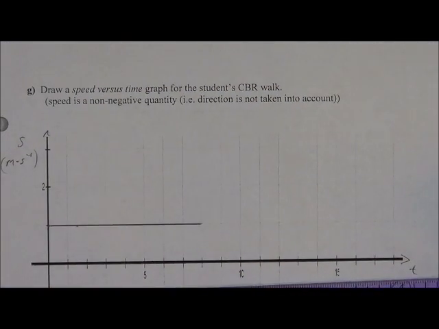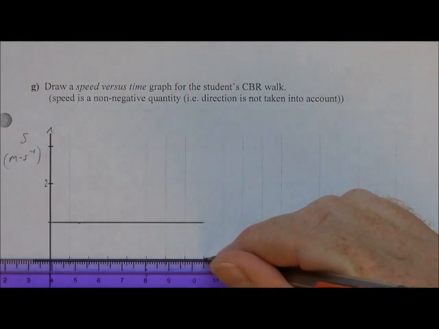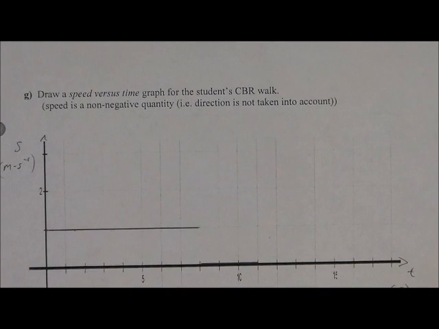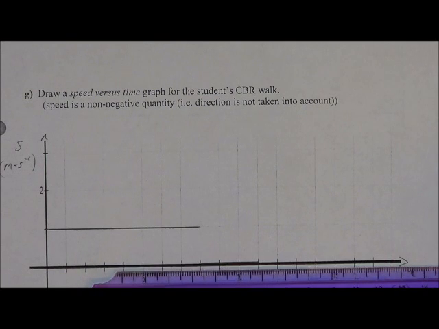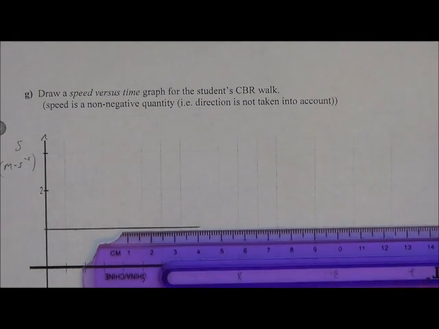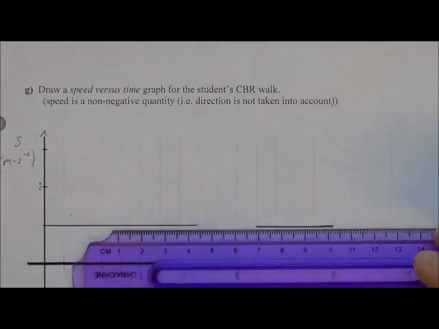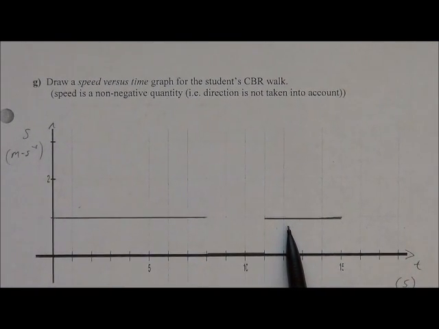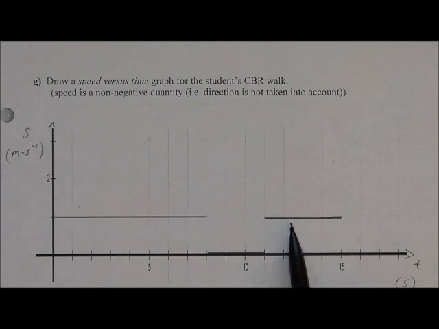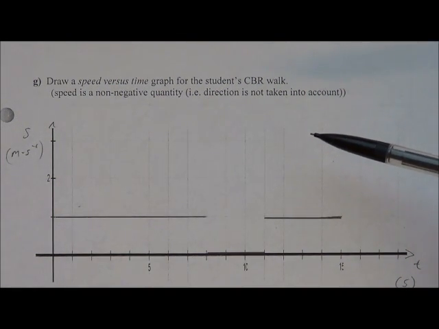Then for the next 3 seconds it's going to be 0, and I'll just draw this a tiny bit above the axis so we can actually see it. And then for the next 4 seconds it'll again be 1 meter per second for those 4 seconds. Okay, now this is speed versus time and not velocity versus time. If it were velocity versus time, then you'd have to take into account direction. But in this case, we don't have to take into account direction because it's just speed.